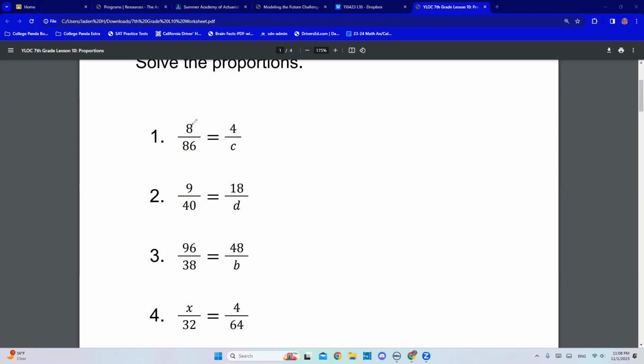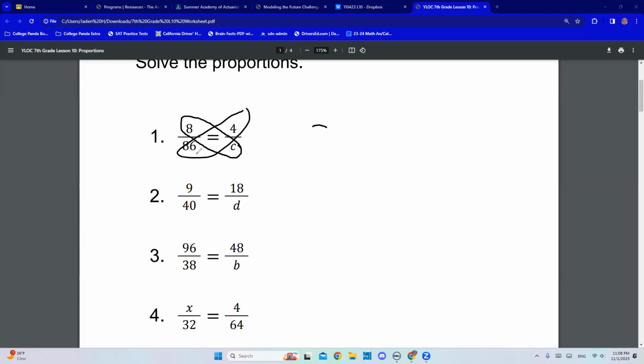First off, you could look at the numerators and denominators of the fractions. So it's 8 over 86 and then 4 over something. Well, in order to solve that, we could do the first method, which is cross multiplying. You'd multiply the numerator of one fraction with the denominator of the other, and then the denominator of the first fraction with the numerator of the other. So let's try that out.